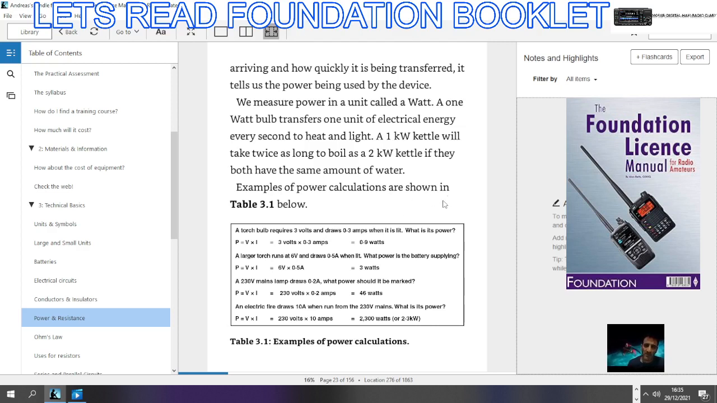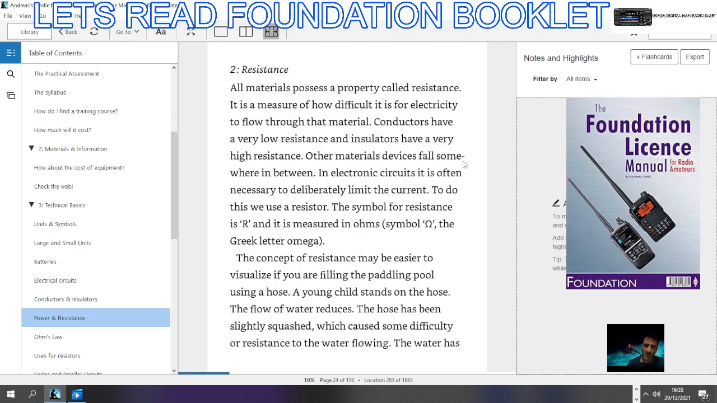We measure power in a unit called a watt. A 1 watt bulb transfers 1 unit of energy every second to heat and light. A 1 kilowatt kettle will take twice as long to boil as a 2 kilowatt kettle if they both have the same amount of water. Examples of power calculations are shown in the table below.